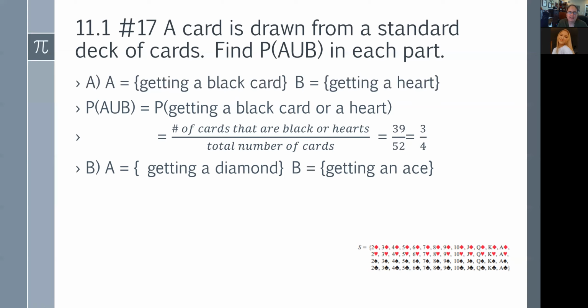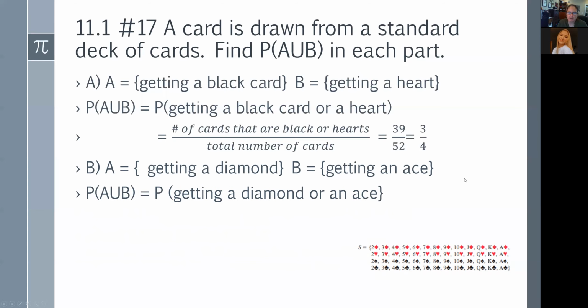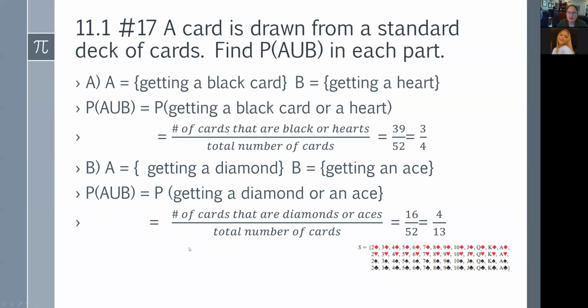Part B, we have event A, which is getting a diamond, and event B, which is getting an ace. So now we're thinking about getting a diamond or getting an ace. So the probability of A union B is the probability of getting a diamond or an ace. And so that's going to be the number of cards that are diamonds or aces out of the total number of cards. We've got 13 diamonds, which includes one of the aces, and then 14 for the heart, 15 for the spade, 16 for the club. So that gives us 16 cards out of 52, and that reduces down to 4/13.